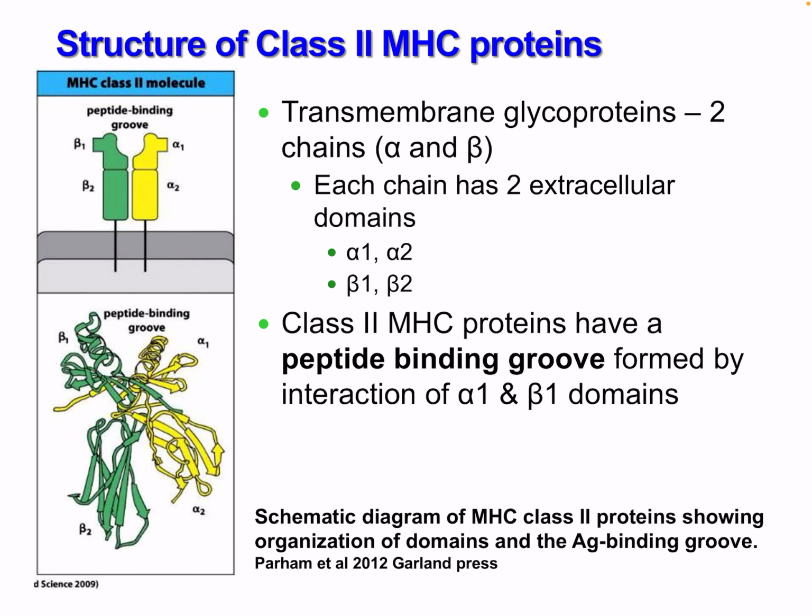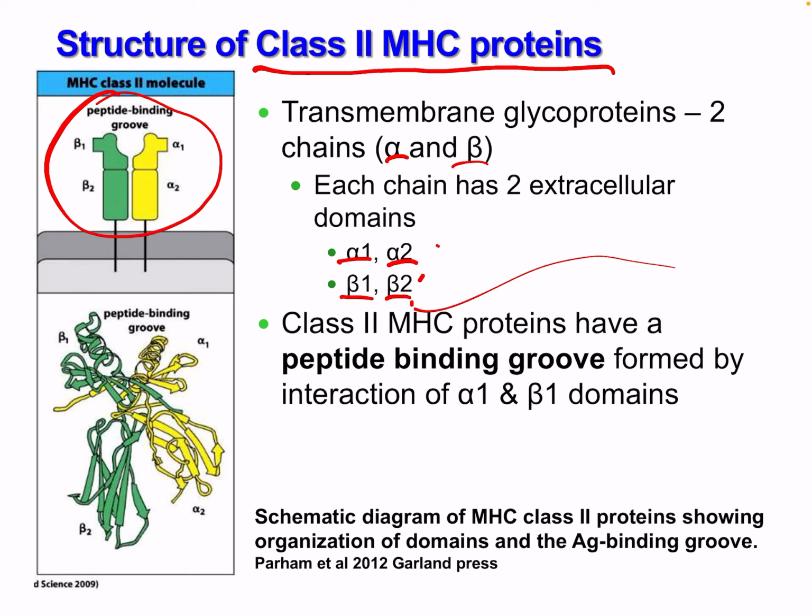So here we can see, now we're going to be looking at class 2. The class 2 MHC has a transmembrane glycoprotein, which includes 2 chains, the alpha and beta. Sorry, you can hear the cat. Each chain has 2 extracellular domains: the alpha 1, alpha 2, beta 2, beta 1. So here we can see that. The class 2 MHC proteins have a peptide binding groove, which is formed by the interaction of alpha 1 and beta 1 domains. So here's the schematic diagram down here if you want to take a closer look.